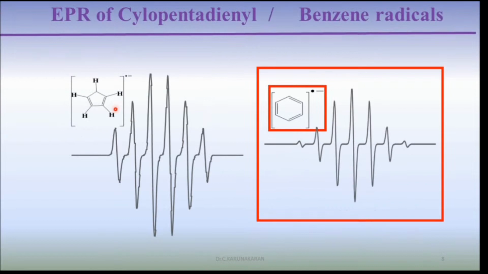Let us see a few more examples. Cyclopentadienyl: here it is a free radical, a paramagnetic molecule. The electron is delocalized, and the unpaired electron is delocalized over 5 protons. There are 6 lines observed. In the case of the benzene radical, the unpaired electron density is delocalized over 6 hydrogen atoms. Therefore, n plus 1 gives a septet. There are 7 lines observed, with the intensity ratio obtained using Pascal's triangle: 1, 6, 15, and so on.